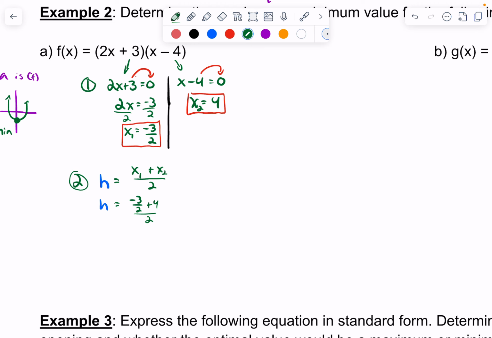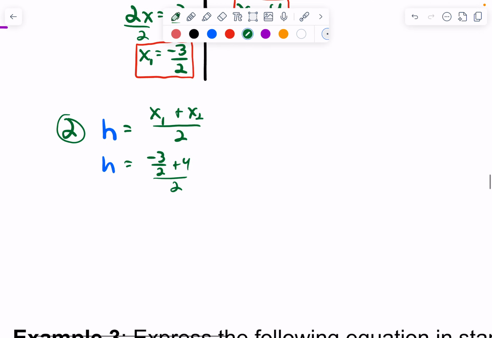All right, and just take your calculator, plug that in. I'm not so worried about working with fractions now, okay? We don't need our answer in exact, so you take negative 3 divided by 2, add 4 to that, and then divide that by 2. And you would get 1.25, okay? So you have h equals 1.25.